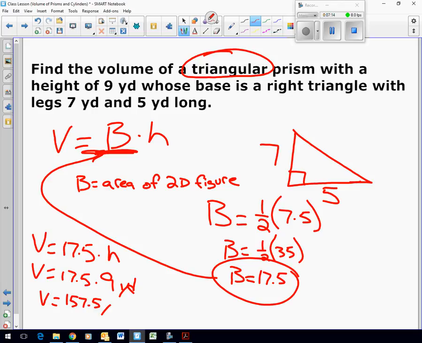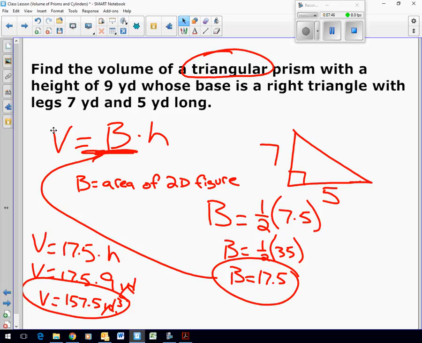157.5. Now, Cade, when I put yards, what number's going to go up there? A what? 2. Why is it not a 2? How many dimensions am I dealing with here? 3. Not 2 dimensions, but 3 dimensions, okay? Guys, I'm not lying. You can do all the math right. If you put a 2 right there and not a 3, it's wrong, and it'll be counted wrong. Okay? Because your answer's not right.